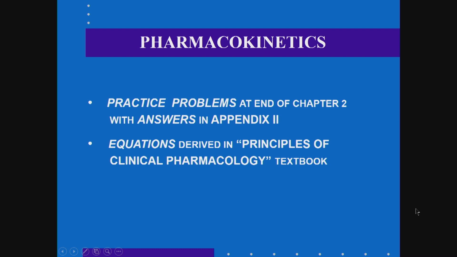So I will refer you to the practice problems that are provided at the end of chapter 2 in our textbook with answers provided in appendix 2 so that you can practice and become comfortable with these concepts. All the equations that I have shown are derived again in the relevant chapters in the textbook. And that will conclude our discussion today.